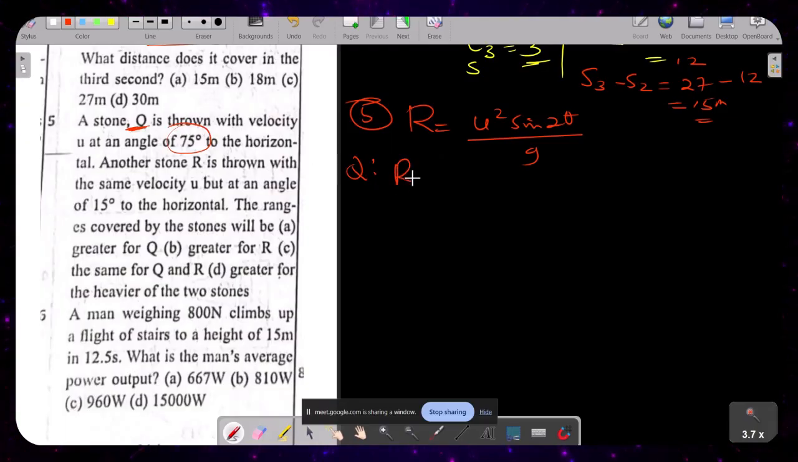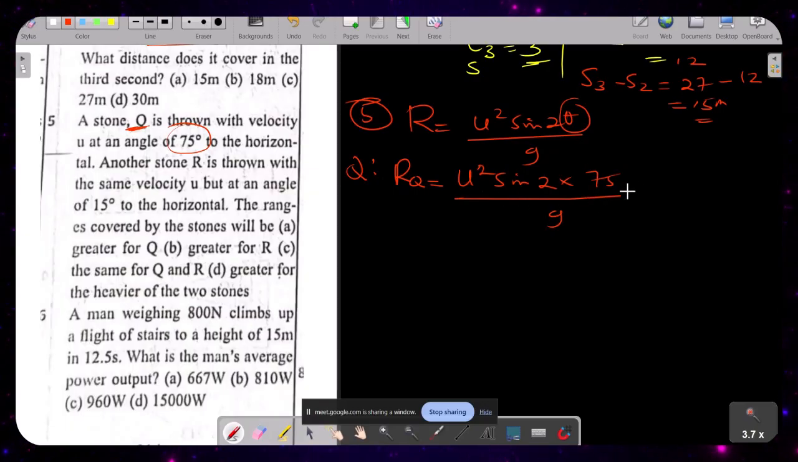So for our Q, what do you have here now? The range is still your range. Then we have sine 2 times the angle. What is the angle that we have for Q? 75. All over G. So this is going to give me U squared sine 150 degrees all over G. Okay, that is for Q.